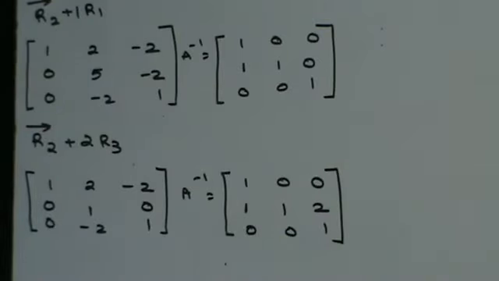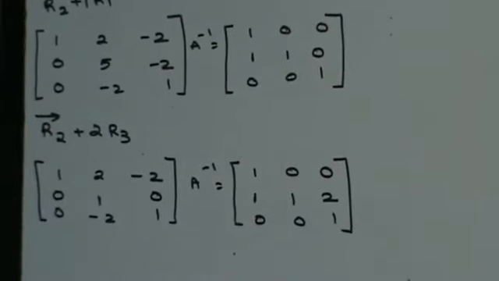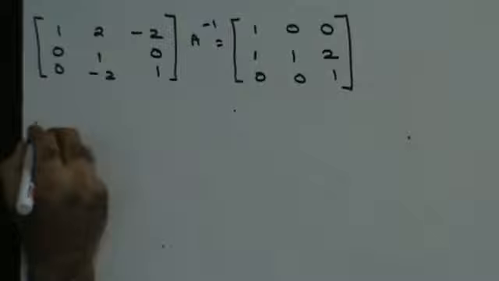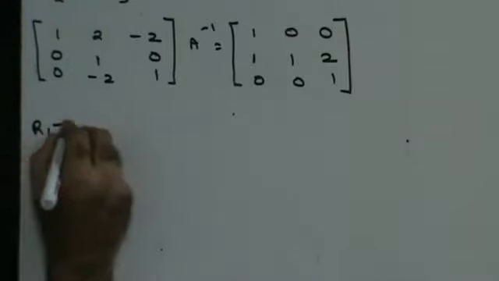Now I need to convert the numbers in position 6 and 4 to 0, right? I need to convert the number here and the number here to be 0, right? Where is that number in R1? Where is this number in R1? What is the number? 2. What is the complement of 2? Minus 2.